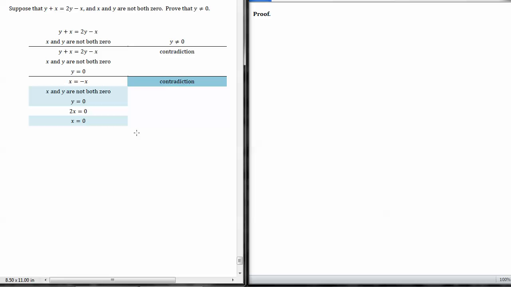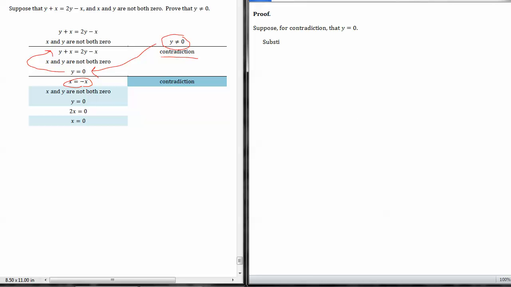Okay, let's write this out. So we began trying to do proof by contradiction by taking the negation of our goal as a given and making a contradiction our goal. So we'll say, suppose for contradiction that y equals 0, and then what we just did, substituting 0 for y in that equation to arrive at x equals negative x.